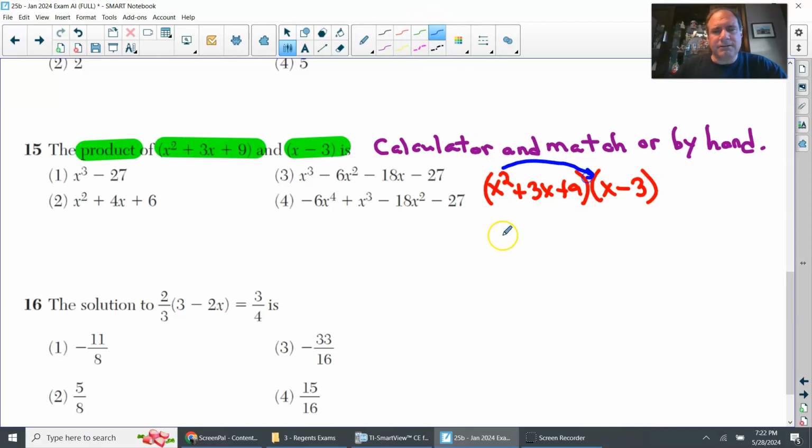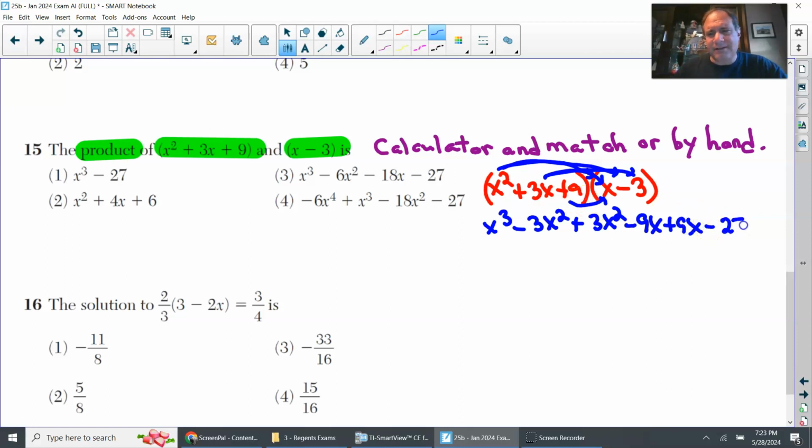X times x, that's x to the third. That's x squared times x. And then x squared times negative 3 is negative 3x squared. Then you have 3x times x. That's positive 3x squared. And then you have 3x times negative 3. And that is negative 9x. This is positive 9x. And 9 times negative 3 is negative 27. So we have a lot that cancels out. This cancels, this cancels, this cancels, this cancels. X to the third minus 27 is your answer.